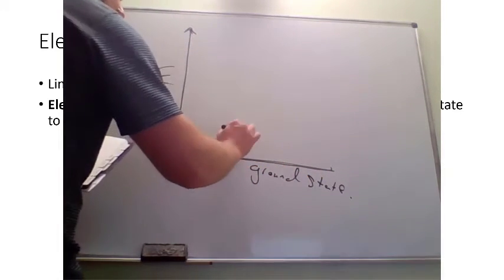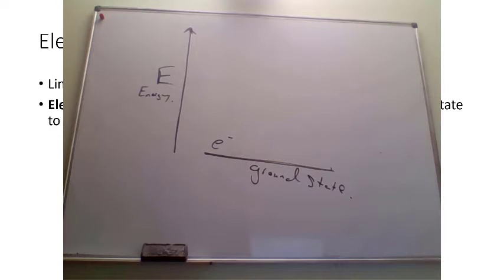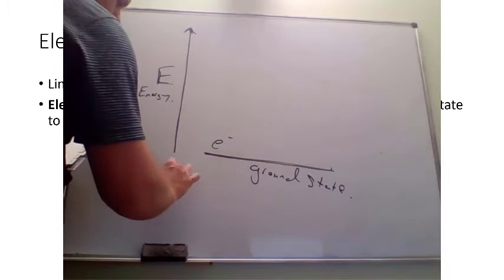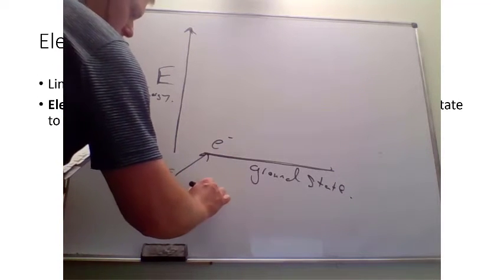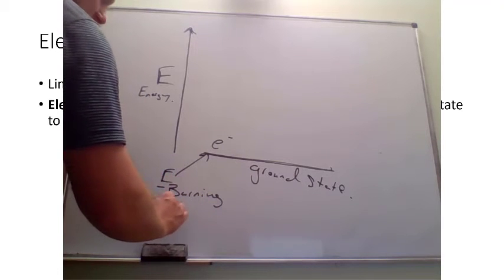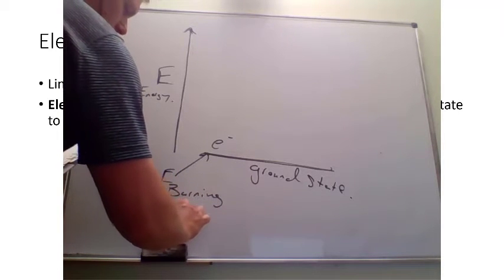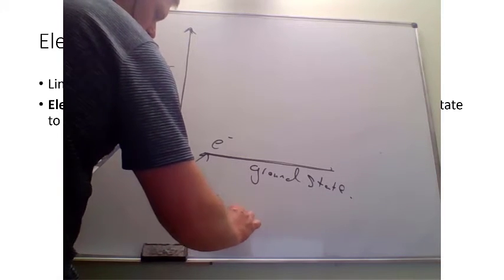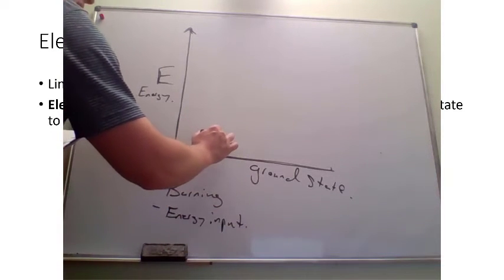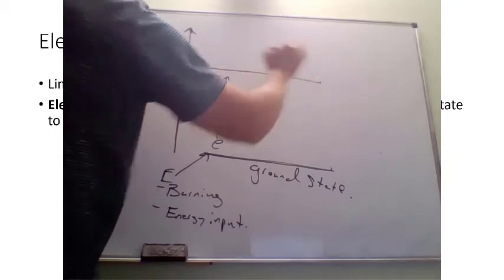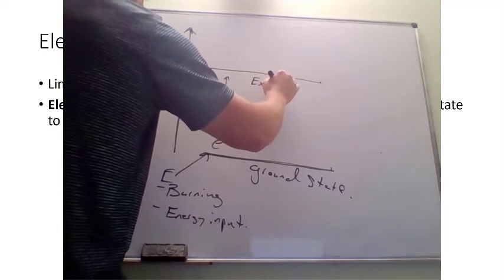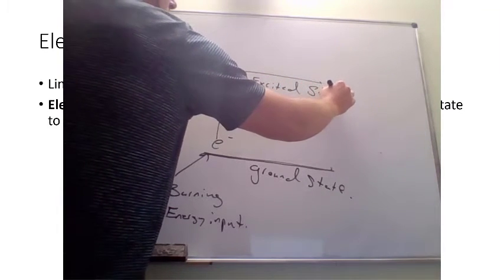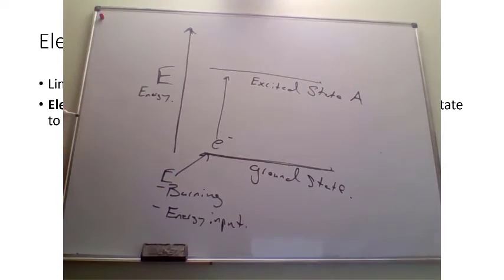And so this ground state, this electron that can hang out down here, can be at a lower energy level. When we insert energy into the system, so this could either be by burning a certain element or just adding in energy, in any way, you can excite this electron up to a higher excited state. We'll call this excited state A.